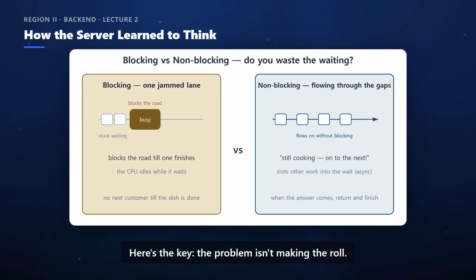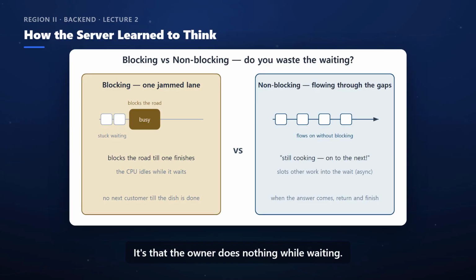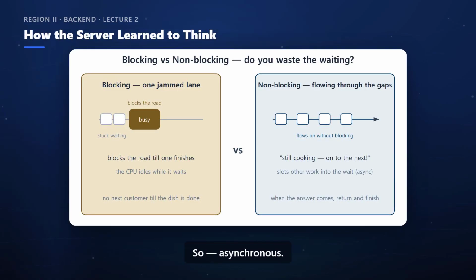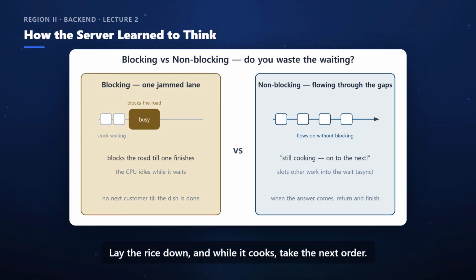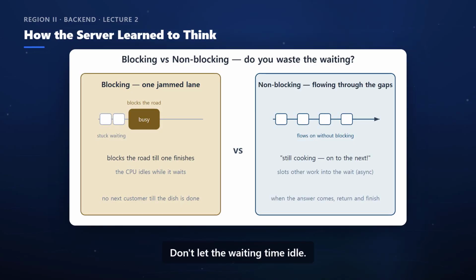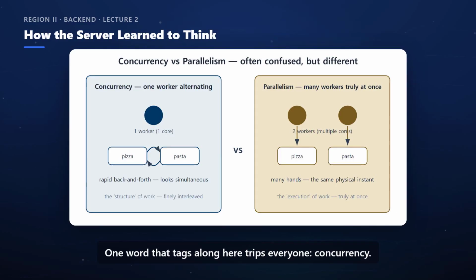Here's the key, the problem isn't making the roll. It's that the owner does nothing while waiting. So, asynchronous. Lay the rice down, and while it cooks, take the next order. Don't let the waiting time idle. That's the whole idea. One word that tags along here trips everyone, concurrency.